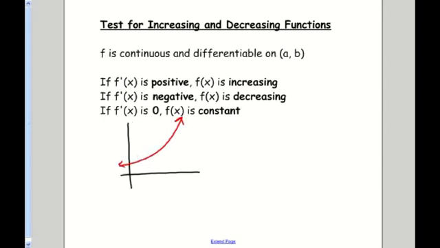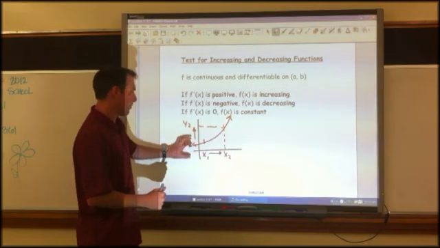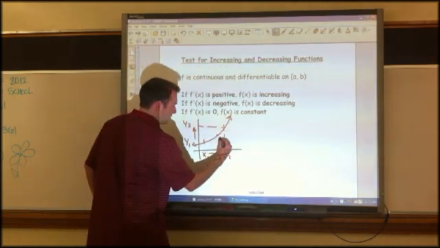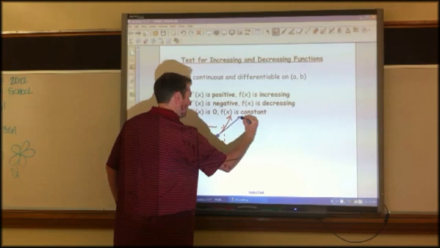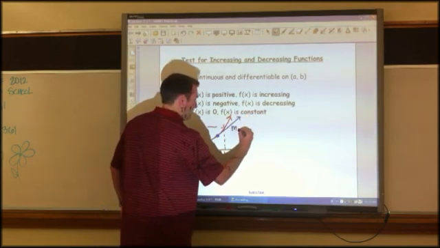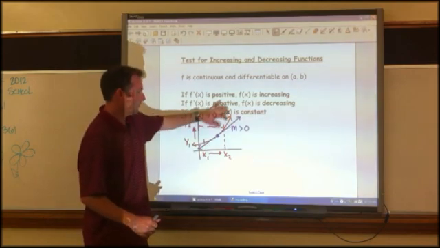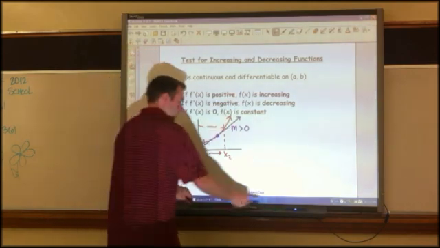So the idea is that if I've got x1 here and x2 over here, as x moves from left to right, the y values, y1 and y2, increase, right? So as x is going left to right, y is getting bigger and bigger. Well, any place on here, if I were to draw the tangent line, the slope of this is going to be greater than 0. So whenever the slope is positive, we know that the original function has to be increasing.